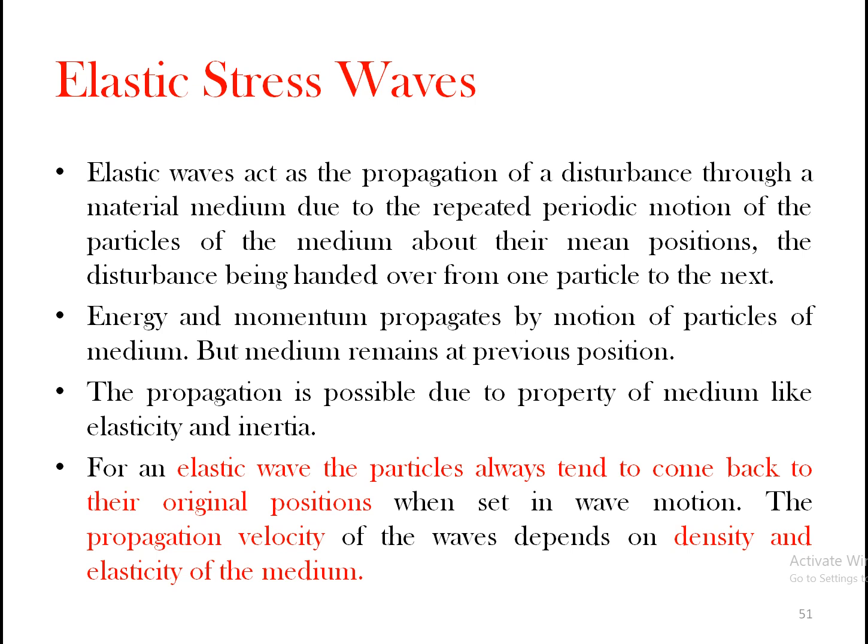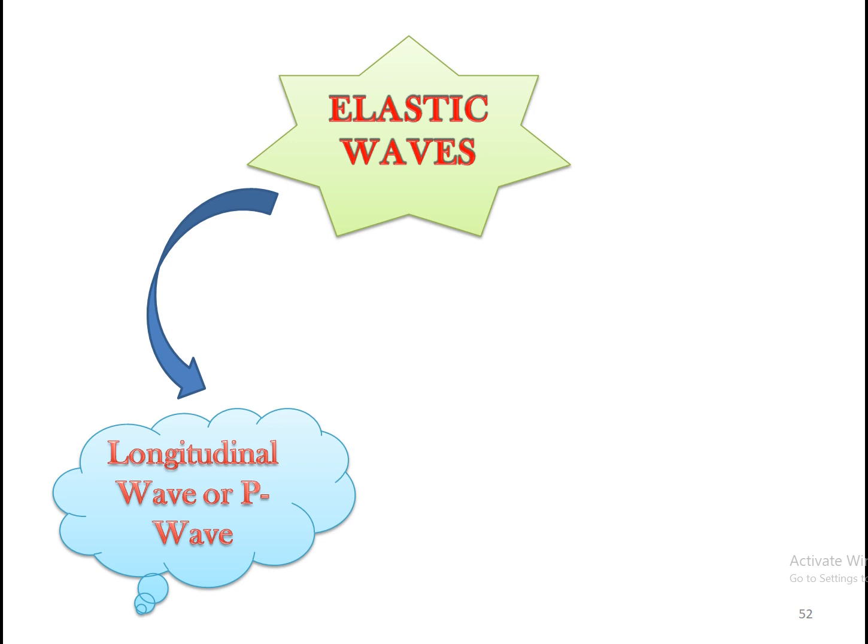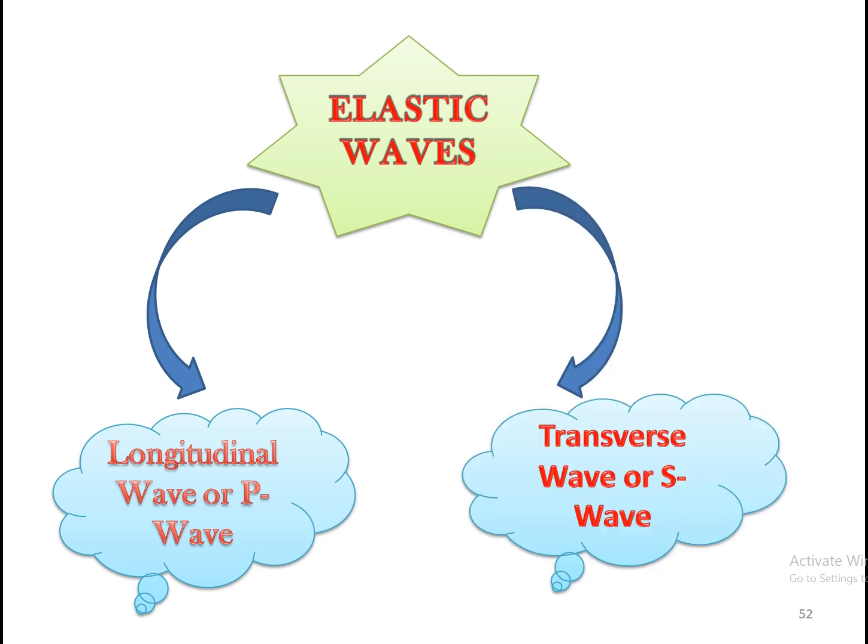Okay, and the energy and momentum propagate by the motion of particles of the medium, right? This propagation is possible due to the property of elasticity and inertia. Now, these elastic waves are classified into two types. Those are the longitudinal wave, also called a P wave or primary wave or push or pull wave. So the first type is the longitudinal wave, and the second one is the transverse wave or S wave. We'll see what it is.